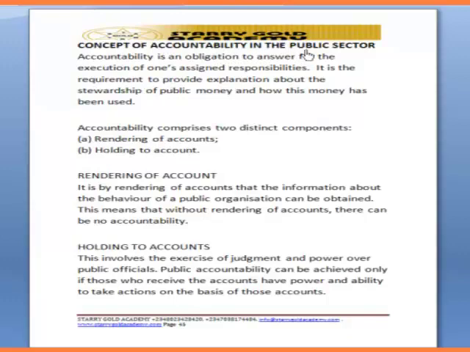Concept of accountability in the public sector. Accountability is an obligation to answer for the execution of one's assigned responsibility. It is the requirement to provide explanation about the stewardship of public money and how this money has been used.